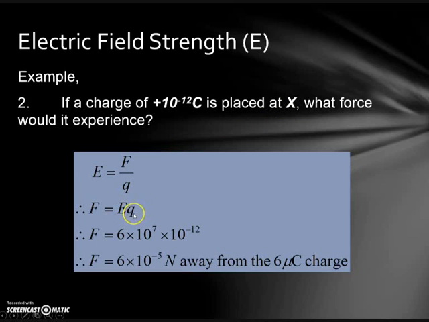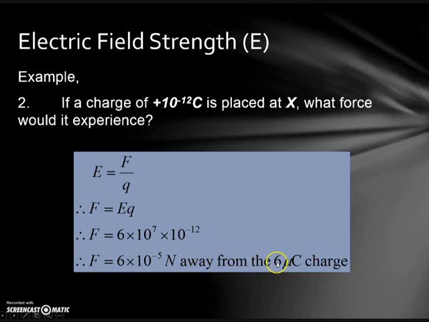So that force is given to us by 6 times 10 to the 7, which was our E value from the previous slide, and then we're multiplying that by the actual size of our charge, 10 times 10 to the negative 12. So that's going to give us 6 times 10 to the negative 5 newtons of force.